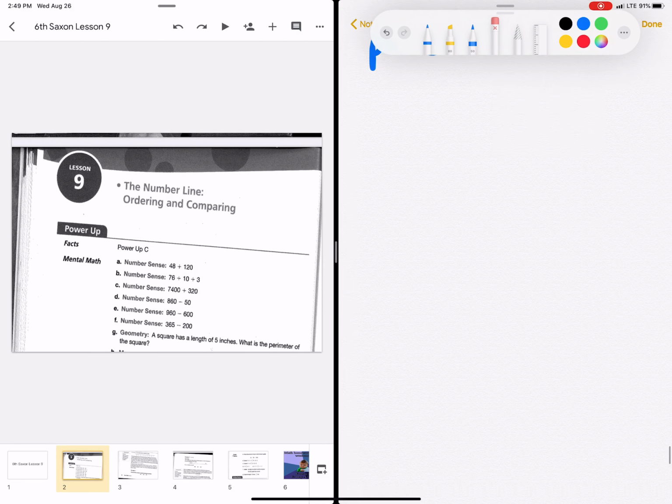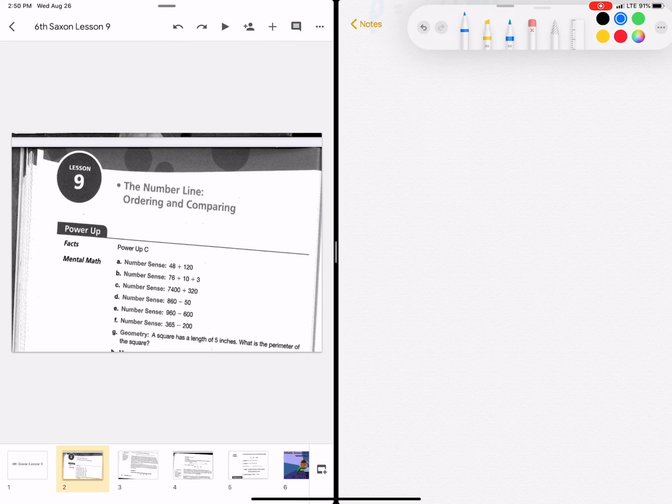The first thing I'd like you to do is get a scrap piece of paper, do some mental math, some easy warm-ups of letters A through F, and pause right now, solve those, and come back whenever you're done, and we'll solve them together. All right. So you should have paused.